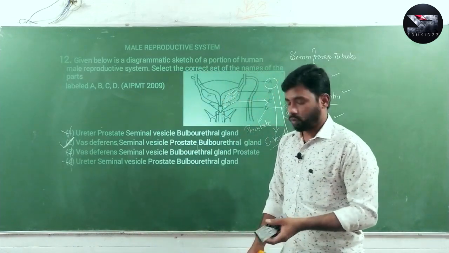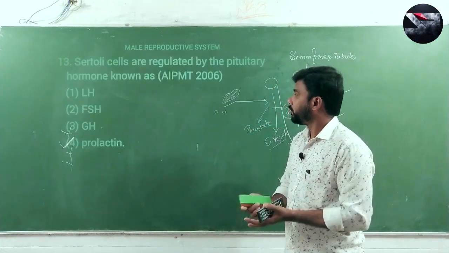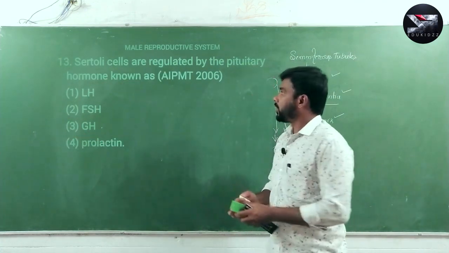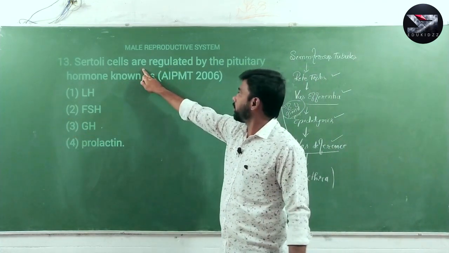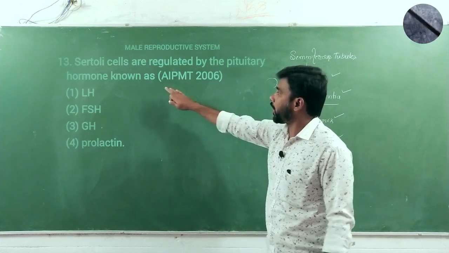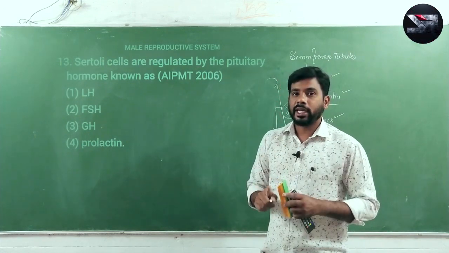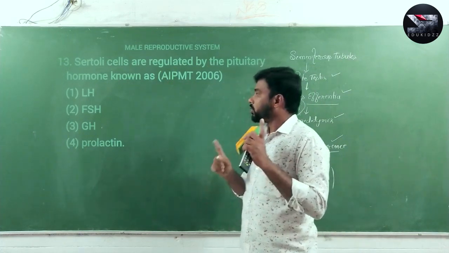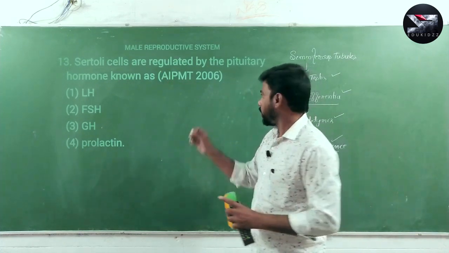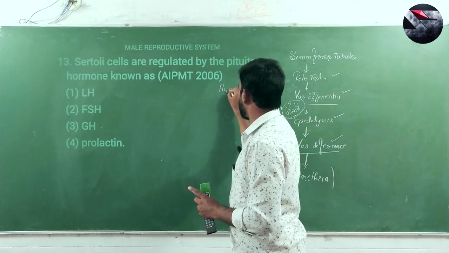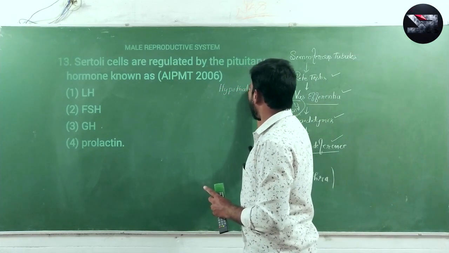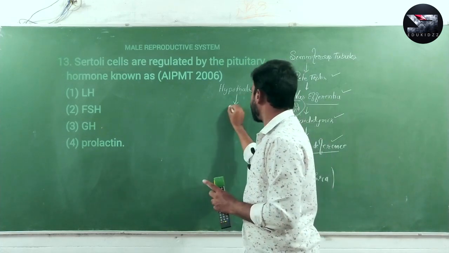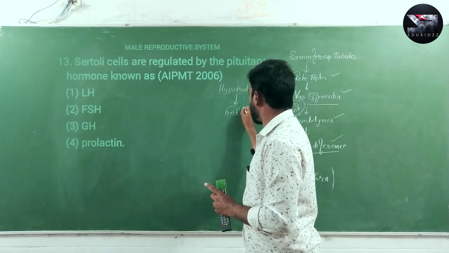Now let us take the next question. This question is about the Sertoli cells being regulated by the pituitary hormone known as. Which pituitary hormone regulates Sertoli cells, you have to remember. Only two pituitary hormones are possible. First, take the hypothalamus. Hypothalamus is a gland that secretes GnRH, gonadotrophin releasing hormone.